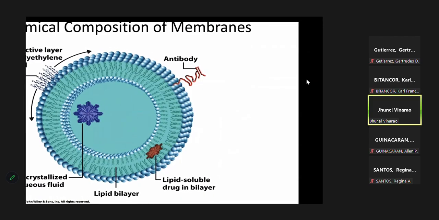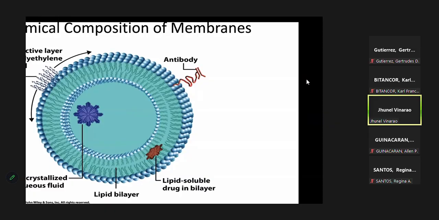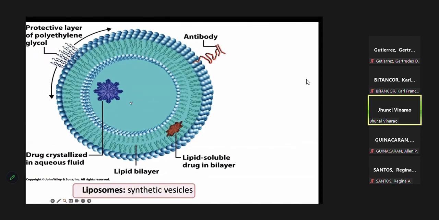Let's say sa small intestine merong receptor doon. Kasi hindi naman lahat ng cells ay the same yung receptor, right? Kaya nga sa COVID-19, isa sa manifestation ng COVID-19 is diarrhea, kasi we have a receptor for that virus in our intestine. Pero yung receptor na yon might not be found in certain parts of our body. And using that concept, yung antigen and antibody interaction can be utilized in designing your vesicle.